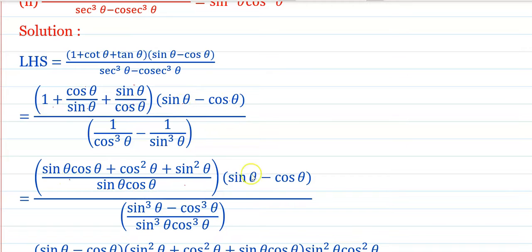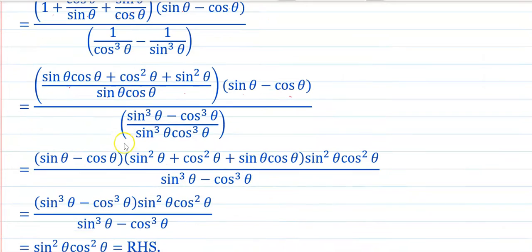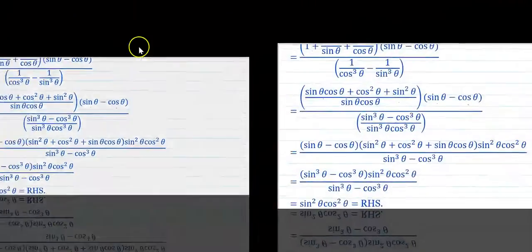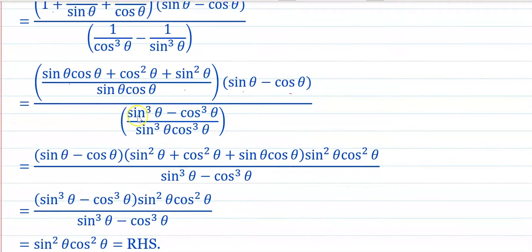Next, sin θ − cos θ as it is. Next, 1 upon cos³ θ − 1 upon sin³ θ. Cross multiplying: sin³ θ into 1, sin³ θ. Cos³ θ into 1, cos³ θ. That is (sin³ θ − cos³ θ) upon sin³ θ cos³ θ. Okay. Now the next, after the simplification.